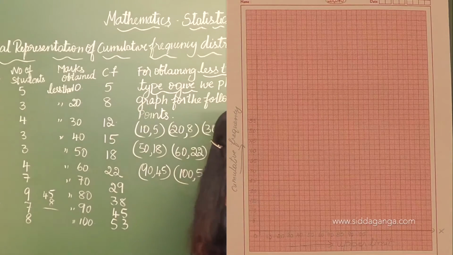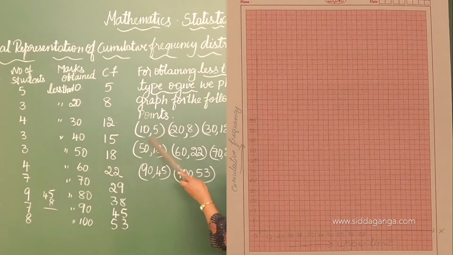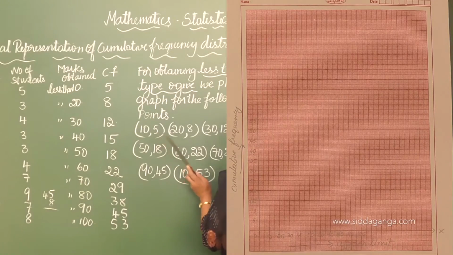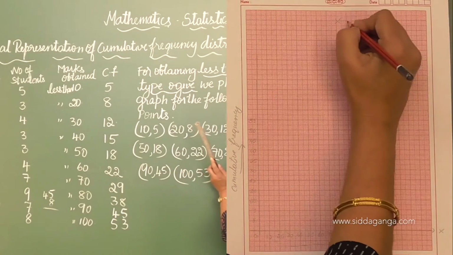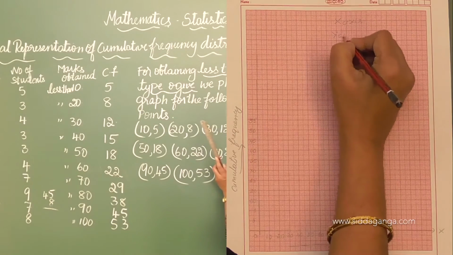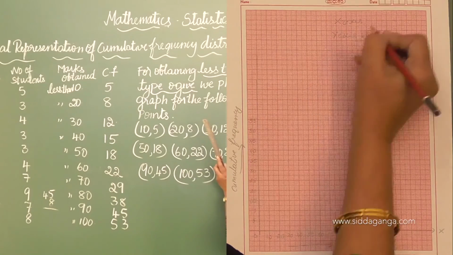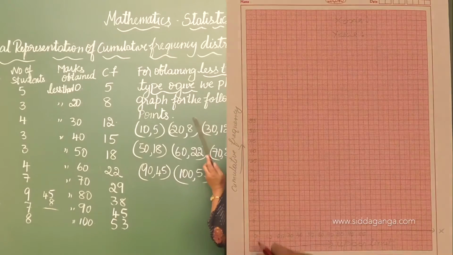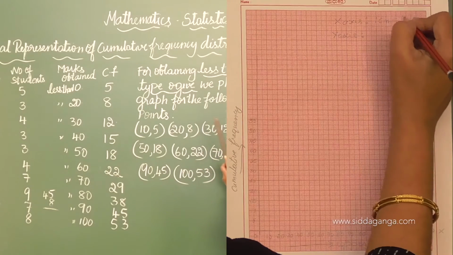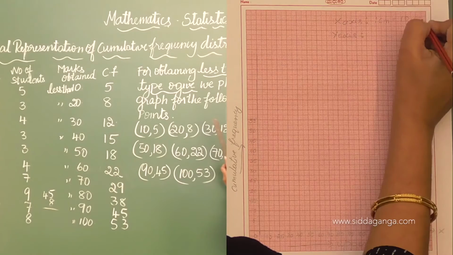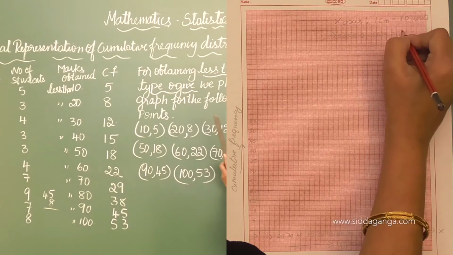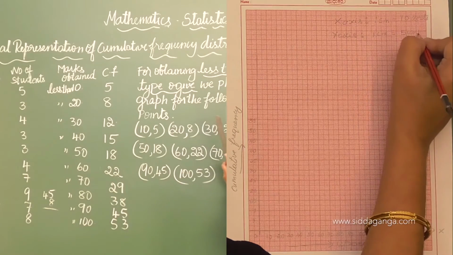Now we can see the points over here. And the scale, you can write the scale here, x-axis and y-axis. X-axis here 1 centimeter is equal to 10 units and here 1 centimeter is equal to 5 units.